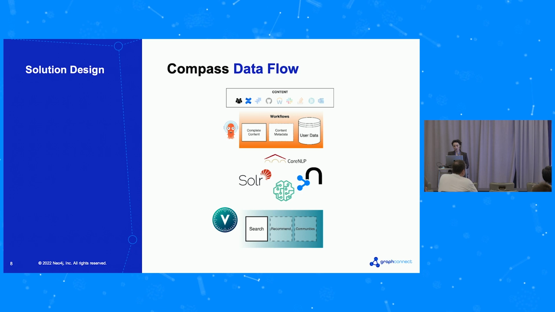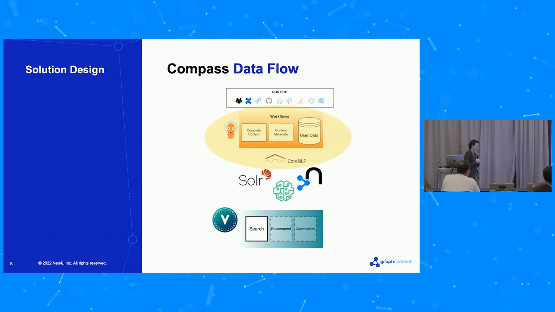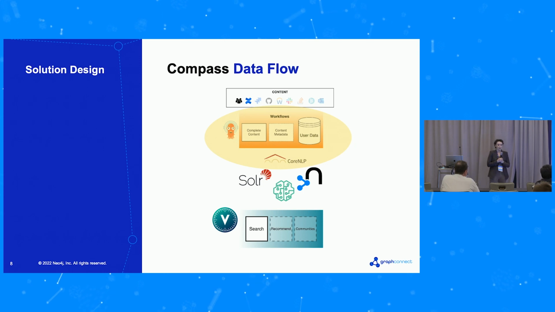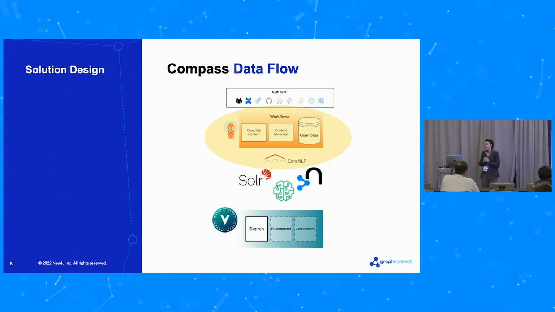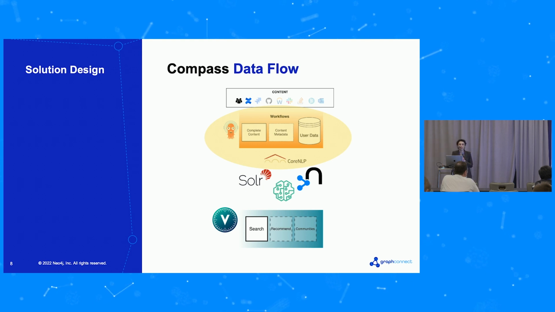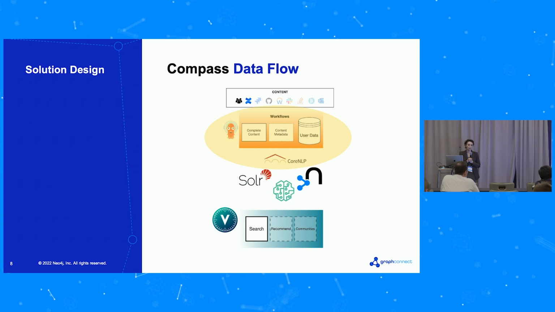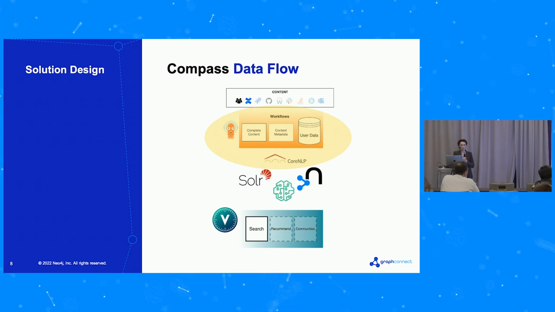And then within that content, you can kind of break it down to three main data sources that give us some information about that content. One is the complete content itself. There's content metadata, and then there's also user data. How do users interact with that content? And so we pull this using workflows through our data flow.